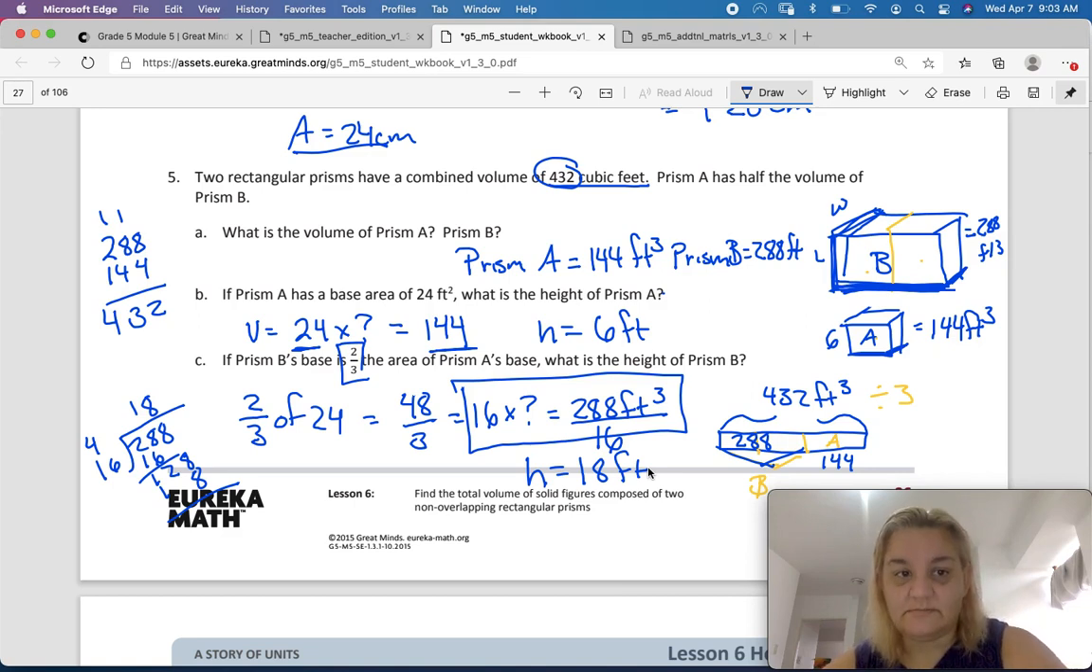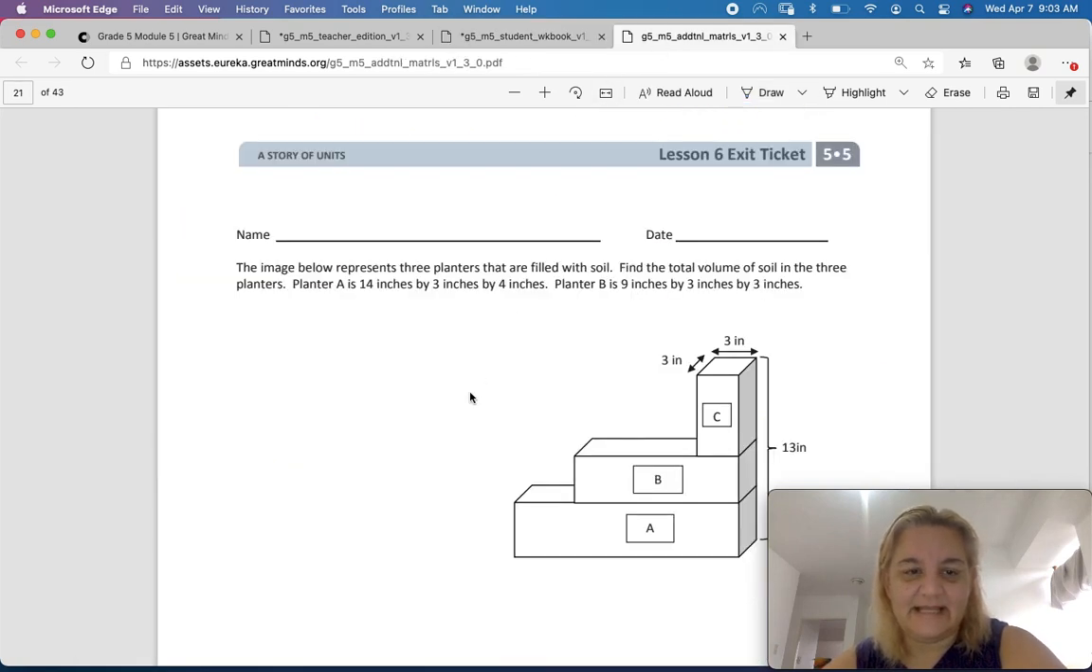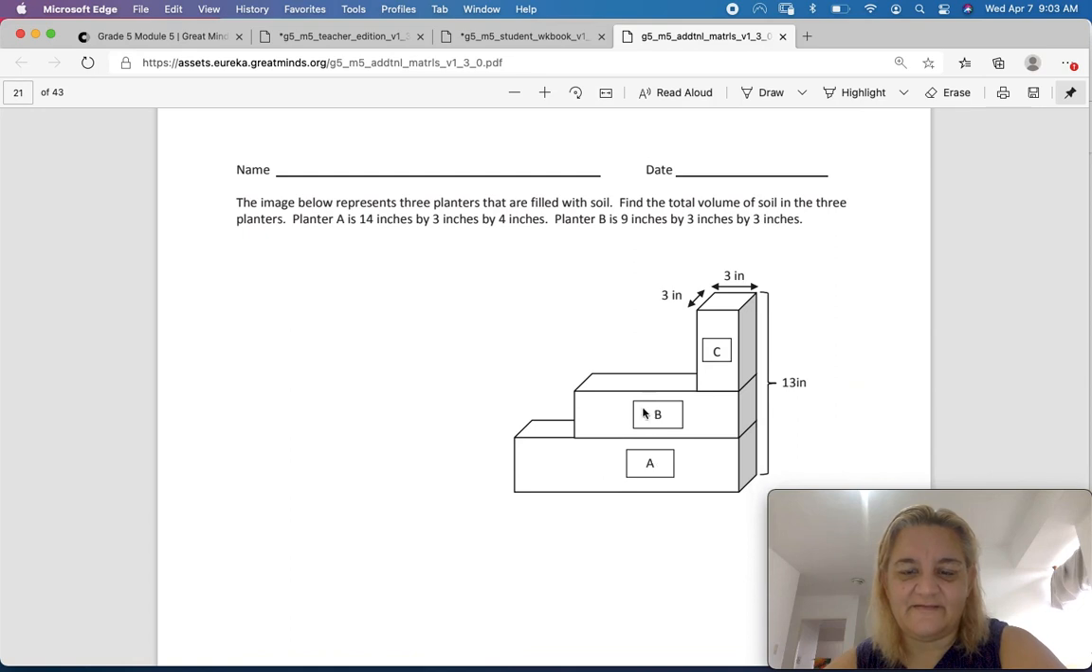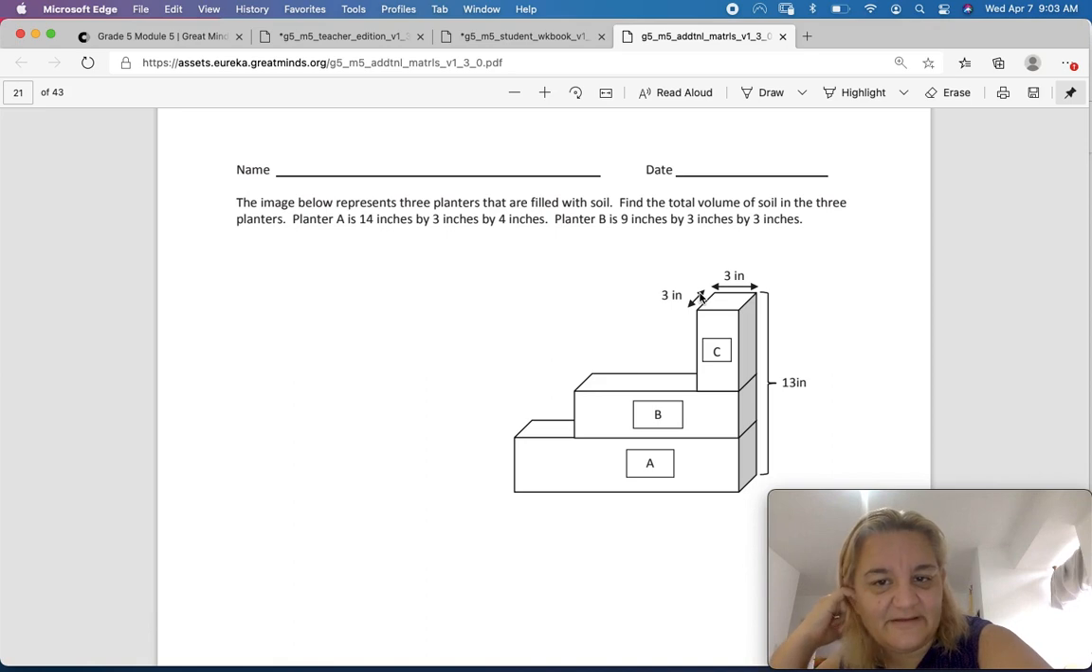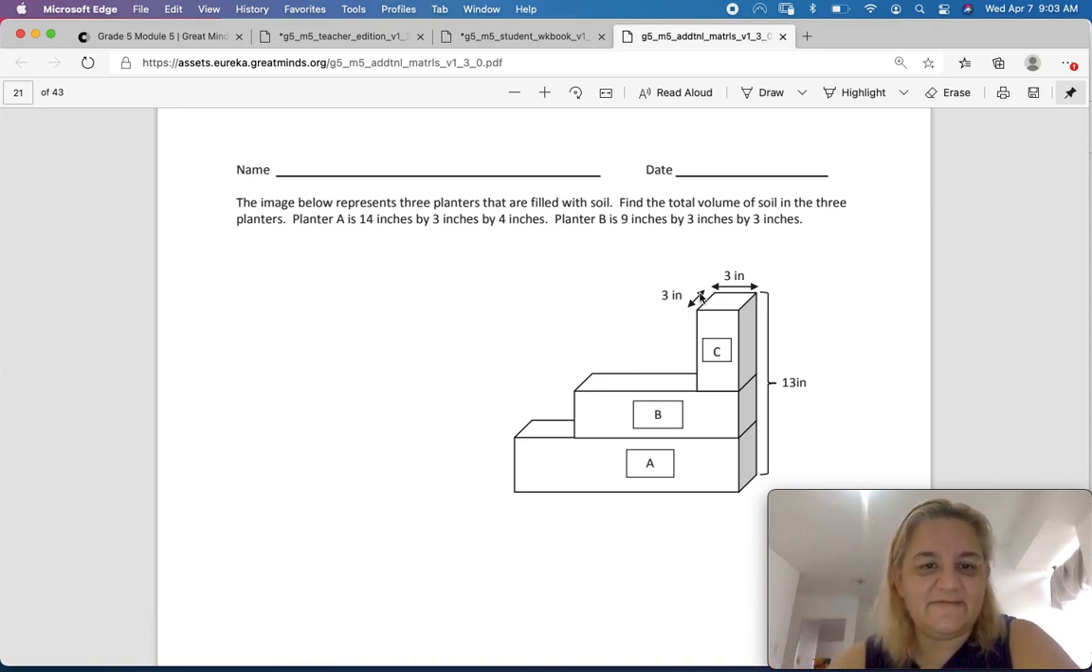So, thankfully, your exit ticket is not that complicated. Your exit ticket is to find the volume of these, okay? Find the total volume of soil in the 3 planters. Planter A is 14 inches by 3 inches by 4 inches. Planter B is 9 inches by 3 inches by 3 inches. And planter C, they've given you the length and the width. You're going to have to find the height, but you can do that because you have the height of the other two. So, good luck.